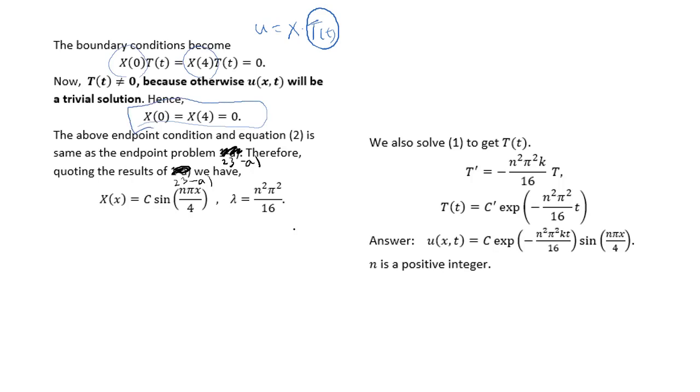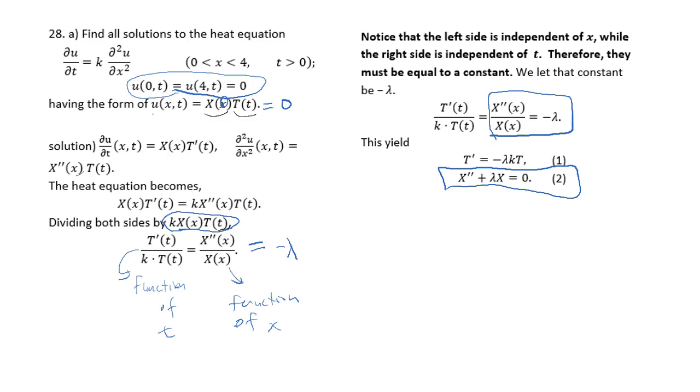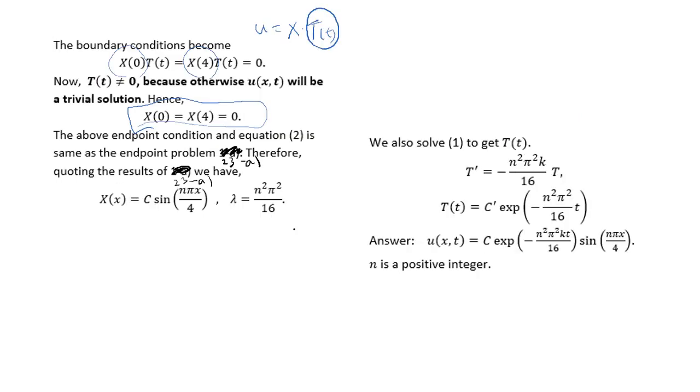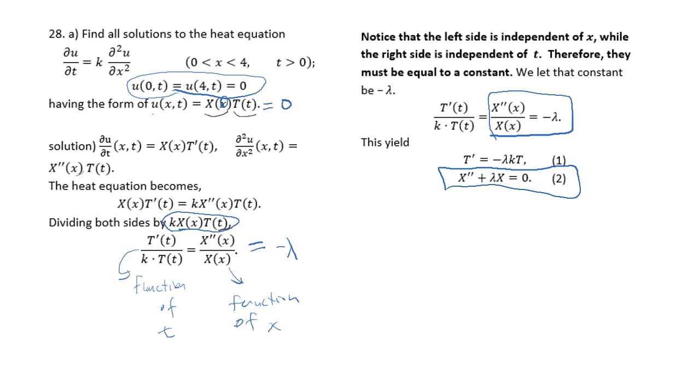But then look at this. This is endpoints, and this with this equation, that's something that you have solved before. Actually, it's question 23, and it's part A. And so we can quote that result and write it as this. We know that this is true for n equal to 1, 2, 3, and so on. We also solve the first one to get T. So this equation here, we can solve this for T(t), and that's a separable equation, so it's very easy to solve.